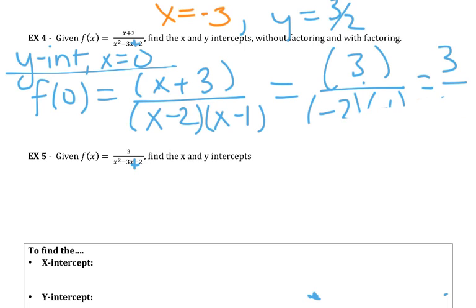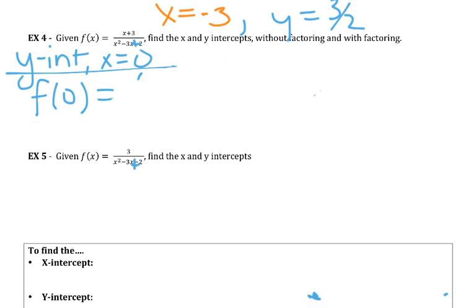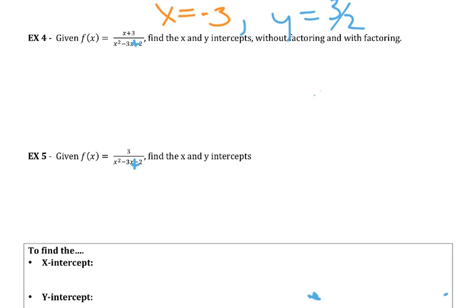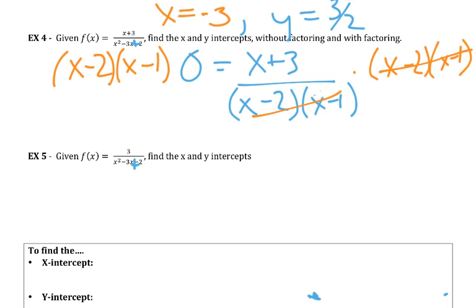Okay, so one other key point I want to make. When you are doing x-intercepts, I'm actually going to backtrack for a second. When we had x-intercepts, you had 0 equals x plus 3 over x minus 2, x minus 1. We said we were going to multiply it by the denominator. And that's true every time. And then the denominator always cancels. And over here, anything times 0 is 0. So this always just becomes 0.